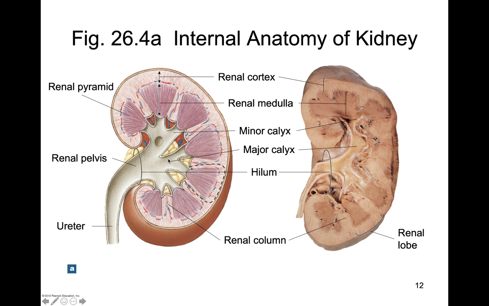So here you have these two coming together. This is major calyx. And then you have this enlarged area here, and that's called the renal pelvis. And then you have the muscular tube that's going to take urine down to the urinary bladder. That's called the ureter. In between the renal pyramids, you have the renal column. So these are renal columns.